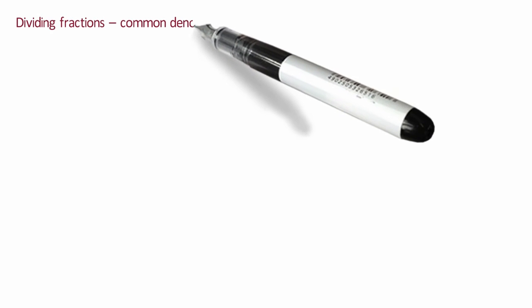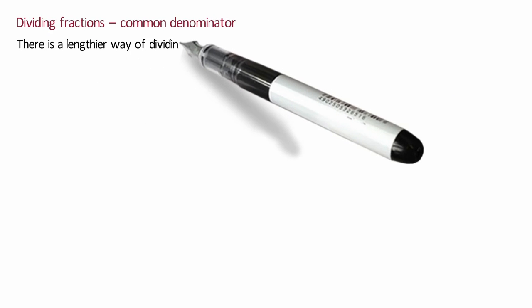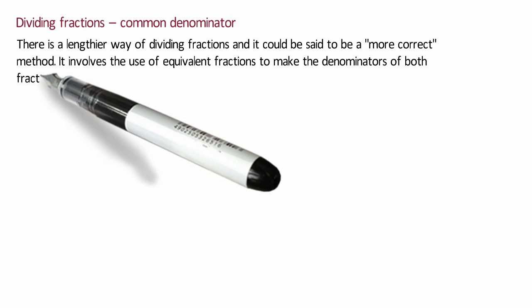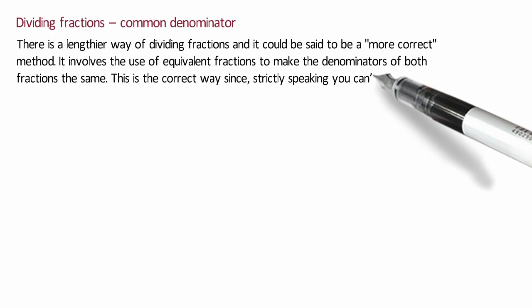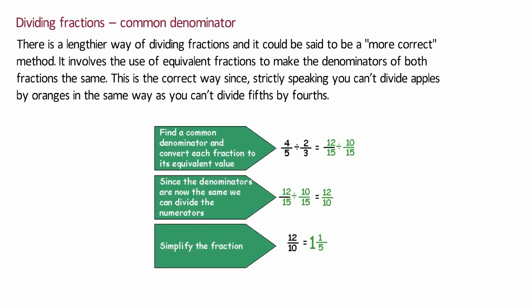Dividing fractions with a common denominator. There is a lengthier way of dividing fractions, and it could be said to be a more correct method. It involves the use of equivalent fractions to make the denominators of both fractions the same. This is the correct way since, strictly speaking, you can't divide apples by oranges, in the same way you can't divide fifths by fourths.